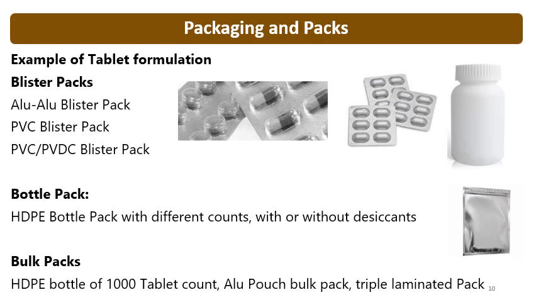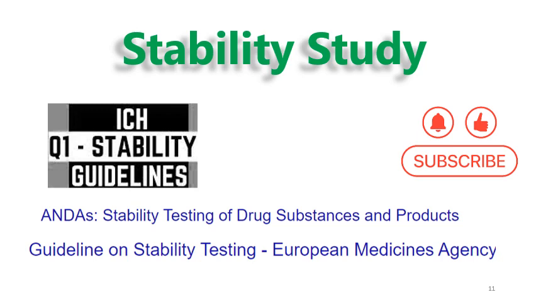Then the packs. What are the packs? If you take the example of tablet, you will have different packs like alu blister pack, PVC blister pack, PVC PVDC, desiccated foil pack and many more. Bottle packs like HDPE bottle pack with different counts with or without desiccants. Desiccant like silica gel, molecular sieve, oxygen absorber, activated charcoal. These can be included as per the product requirement. Then bulk pack may be HDPE bottles with 1000 count or 500 count or more, and alu pouch or triple laminated foil pouch or pack for the bulk packaging. So these are some of the packs.